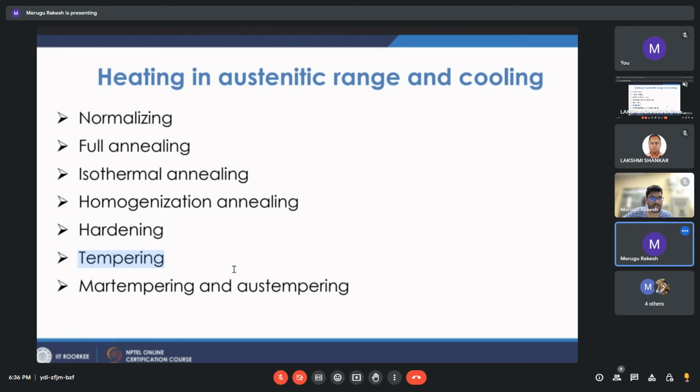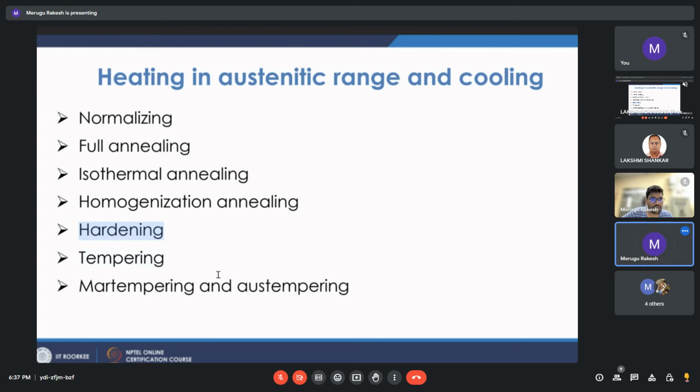This is done below some 400 to 500 degrees Celsius, and then kept for some time. It is the same as hardening, but hardening happens in water, oil, or brine solution, whereas tempering happens in normal atmospheric conditions. Basically, we get a martensitic transformation in hardening, so that it has good wear resistance.